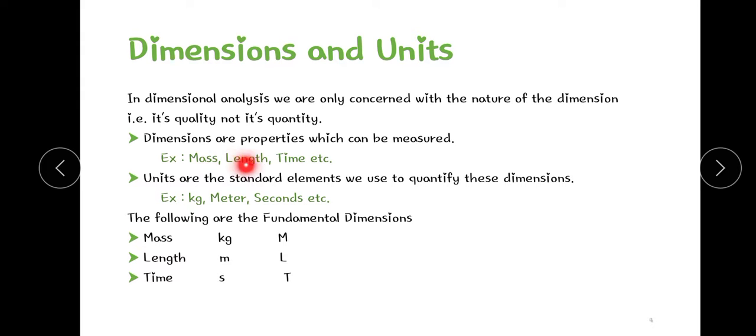Similarly, length, we can also measure length in meter, in centimeter, inch, feet, etc. So it is also a dimension. Similarly, time, or there may be other dimensions like temperature also, and many others.